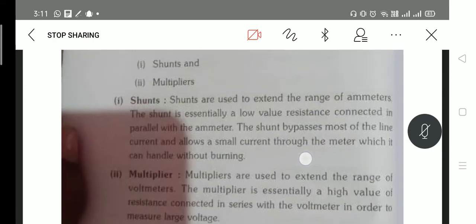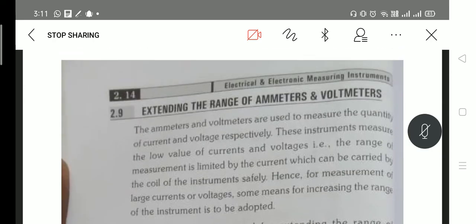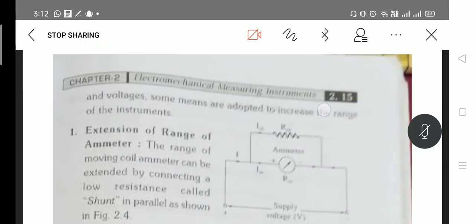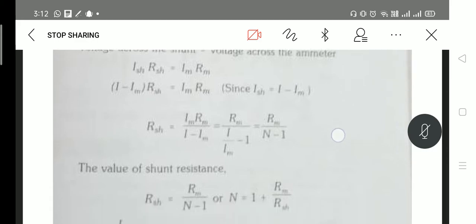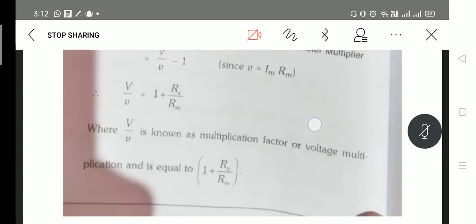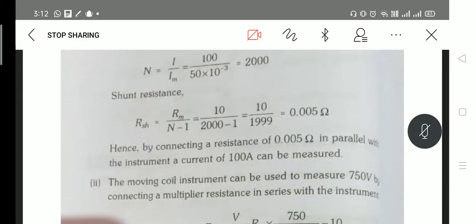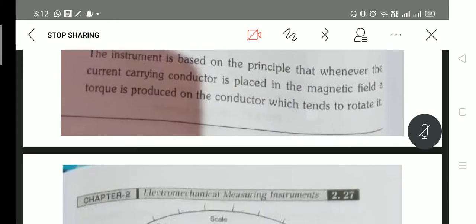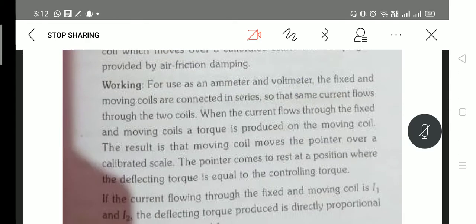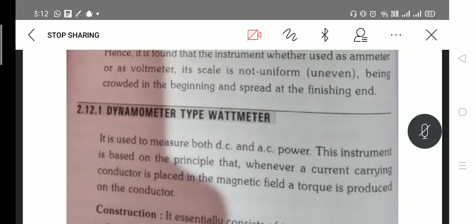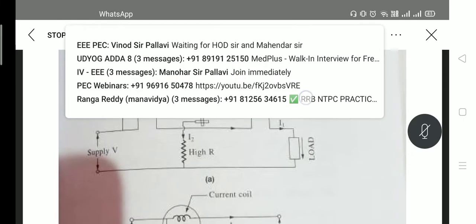The extension of ammeter and voltmeter also we discussed, shunt and multiplier. From these problems also we can do. Dynamometer also we discussed in the last class.